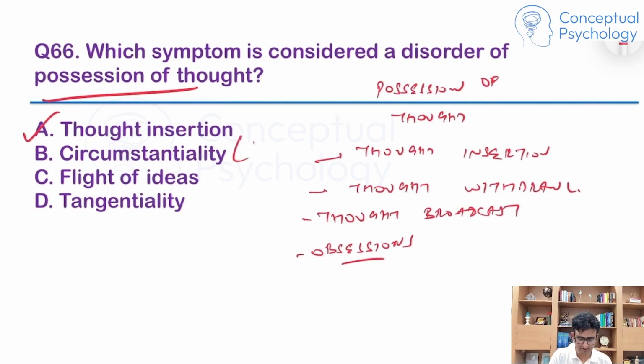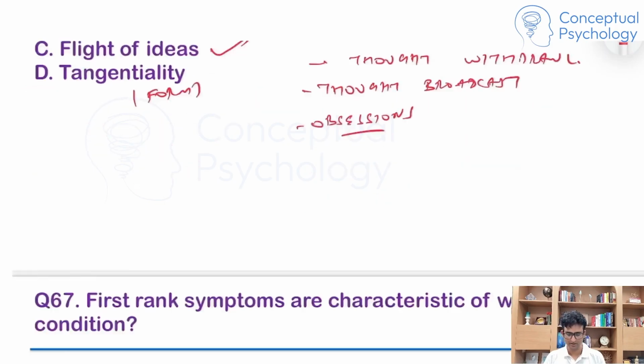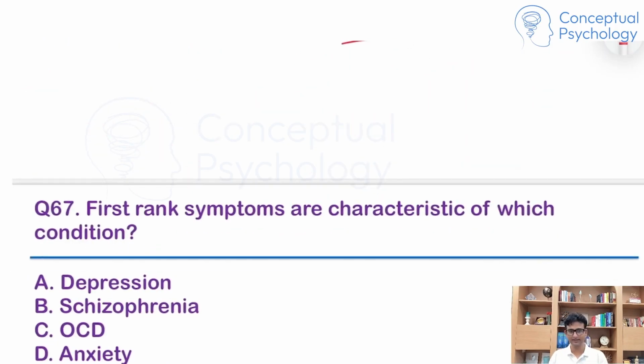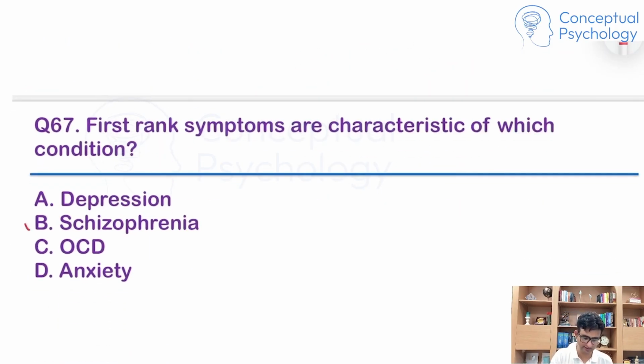The other options are disorders of the stream of thought, like flight of ideas, and disorders of the form of thought. Most symptoms are, for example, the electricity of the umbilical region, the electricity of the genital area.